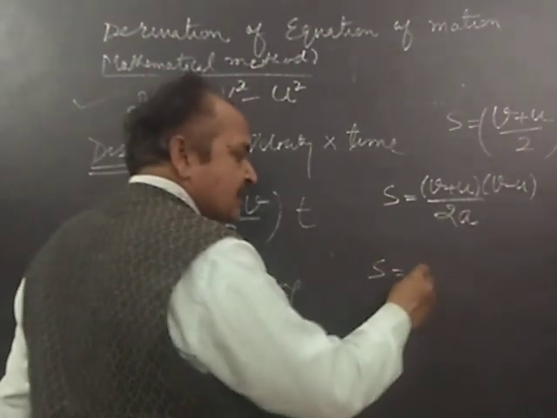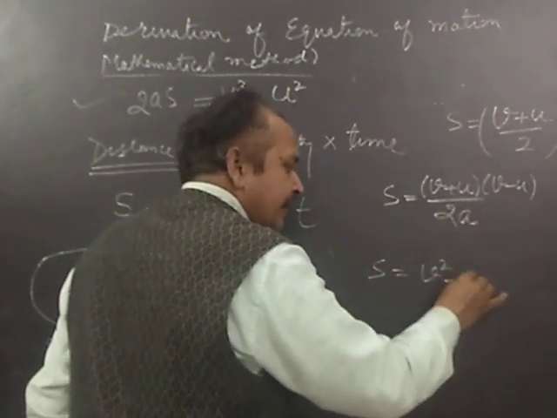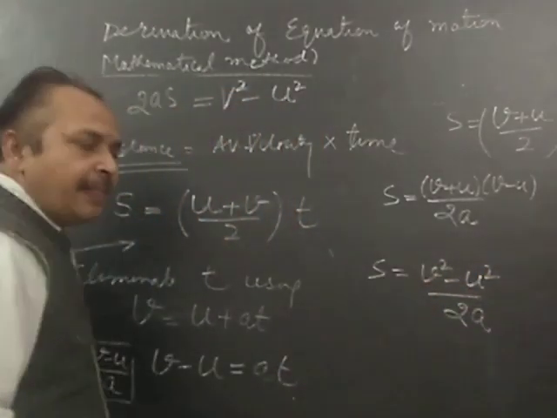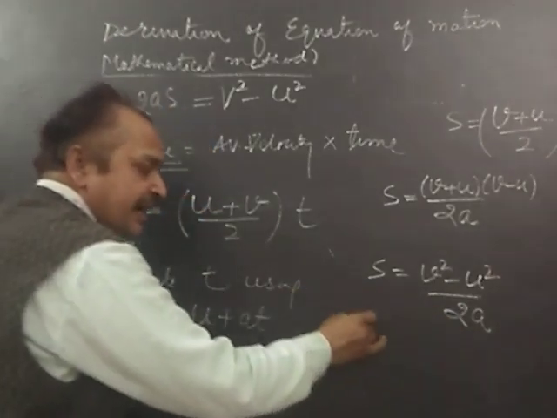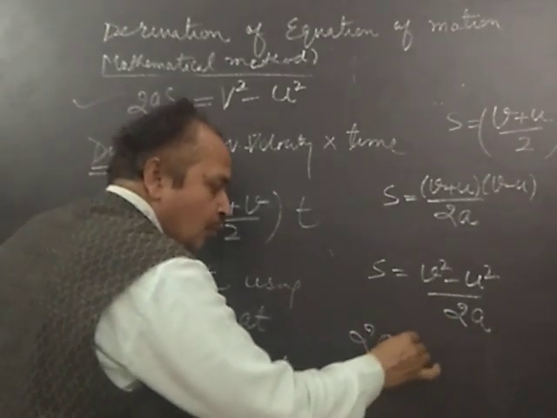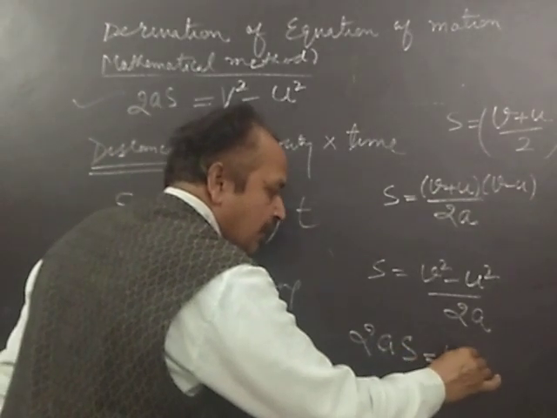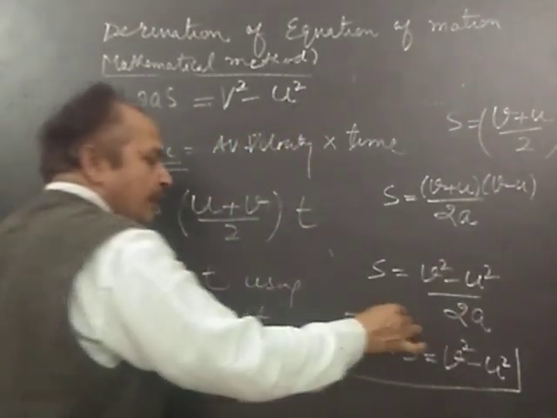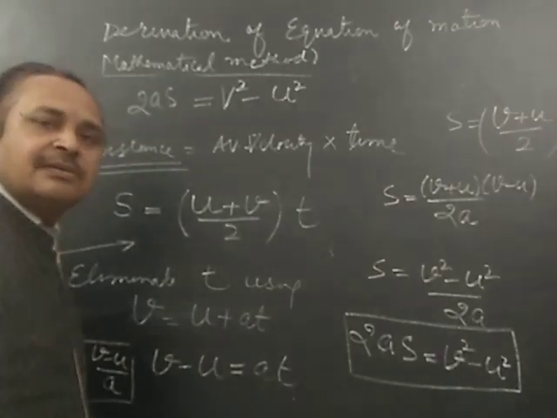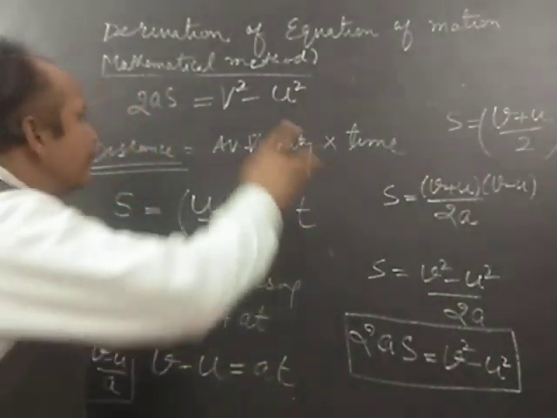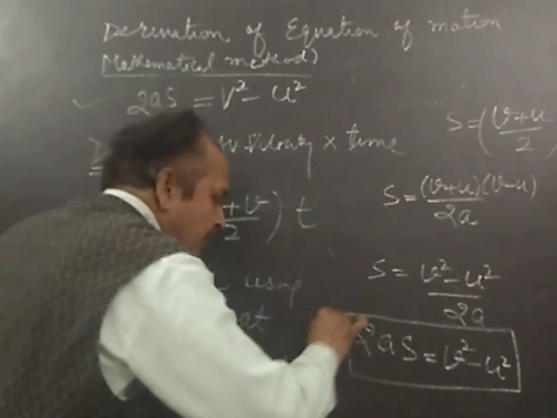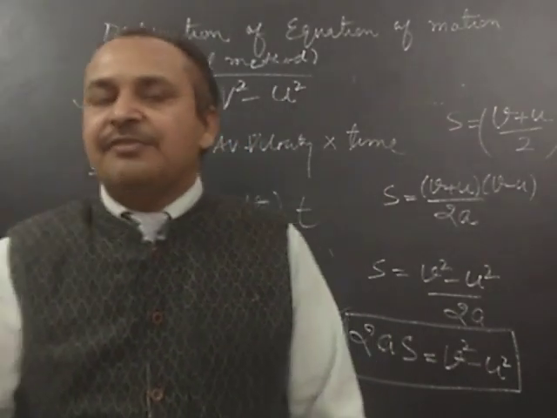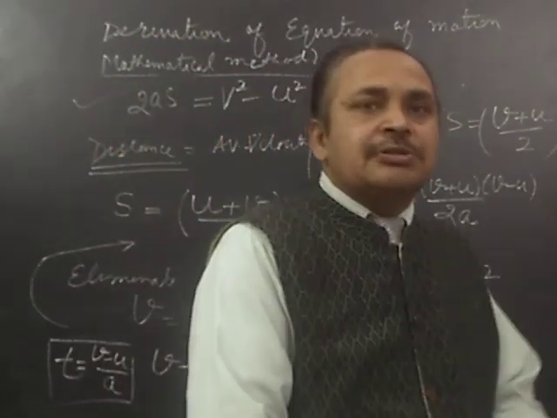Good. So S is equal to v square minus u square over 2a. And this 2a will come this side. So what I will get? 2as is equal to v square minus u square. And what is this? This is nothing but our third equation of motion. Look how easy it is to derive the equations of motion.